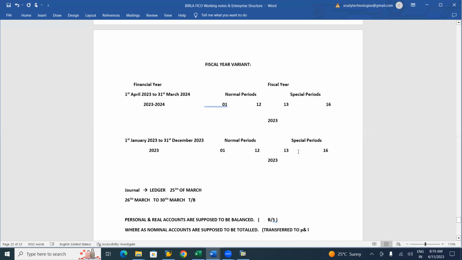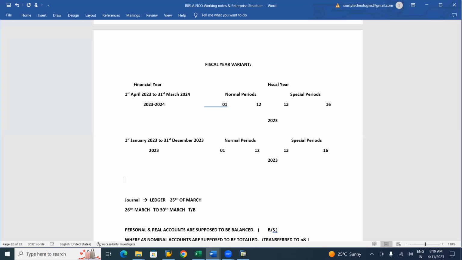And SAP provided a few standard fiscal year variants. What do you mean by a variant? Why do we call it a COVID variant? You heard about it, COVID variant. What do you mean by COVID variant? Format, maybe? No, nothing like that. What does it mean?